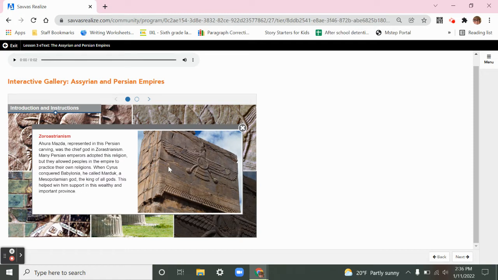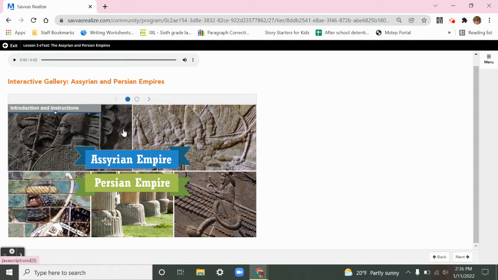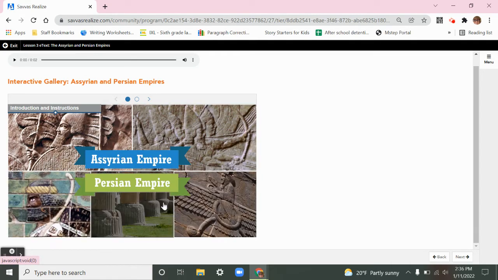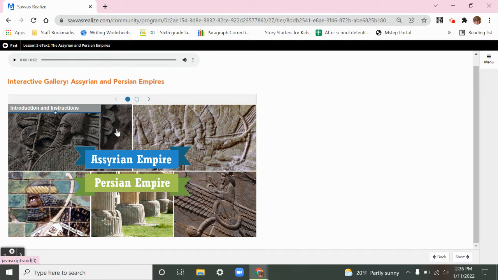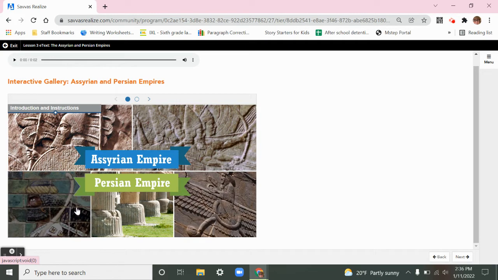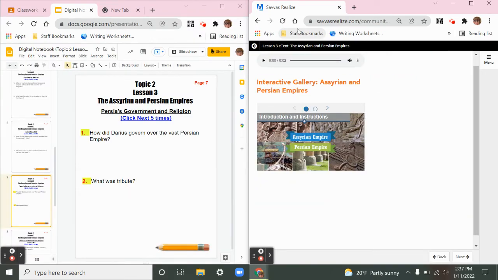And the bottom right picture talks about Zoroastrianism. Please click through each picture, read a little bit about them. The top 2 are the Assyrian Empire, and the bottom 3 are about the Persian Empire. When you are finished with that, come on back to my video.